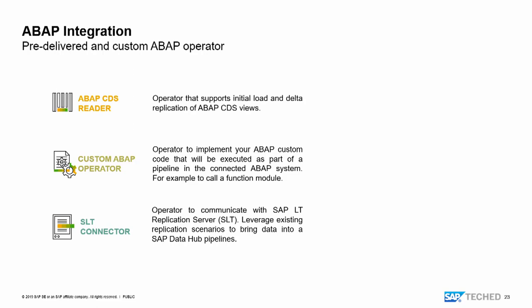I mentioned there are certain operators pre-delivered. What are those? On the one hand side, on S4 code lines, that's the CDS Reader operator. It allows to do an initial load as well as delta tracking on any changes of any of the tables participating in a CDS view. It is materializing those CDS views and is then sending them to Data Hub.